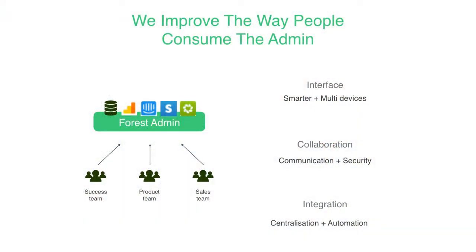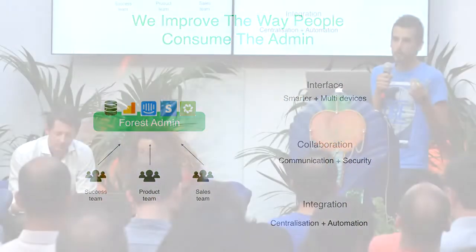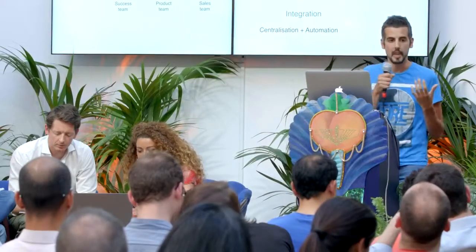So having the admin interface on a SaaS also improves the way people consume the admin. It creates new perspective for the admin interface in three main areas. The first one is the interface. Presenting the data in a more suited way just optimizes the business operation in your company. And tomorrow you will be able to use directly your admin from your mobile phone. Before you even leave your bed, you will be able to review your data. Forest also enables collaboration and communication directly inside the admin where all your data is.